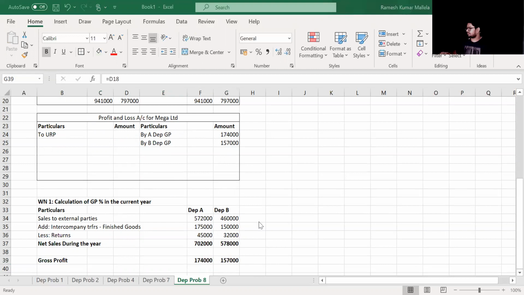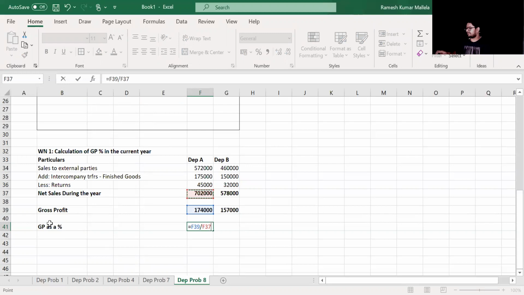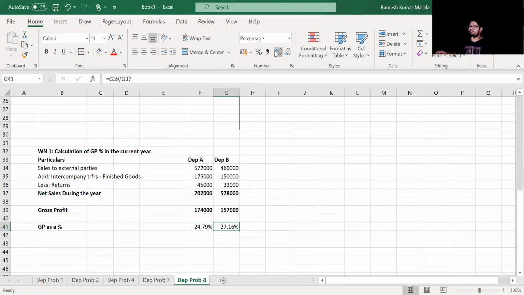Now, we can calculate the gross profit as a percentage. GP as a percentage is equal to 1 lakh 74,000 divided by 7,02,000, which comes to 24.78. If you do it as a percentage, you get it as 25, but it is 24.7879, whatever. Okay. Same way for department B, it is going to be 27.16. Clear? These are the percentages we have.